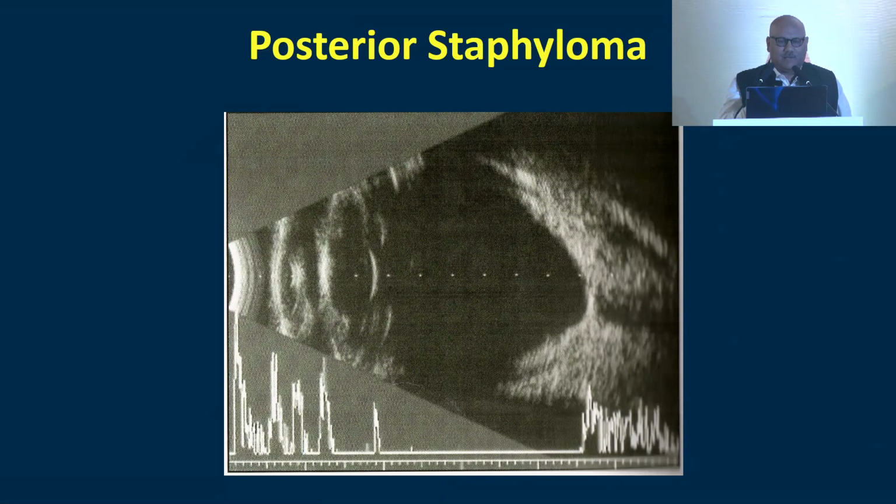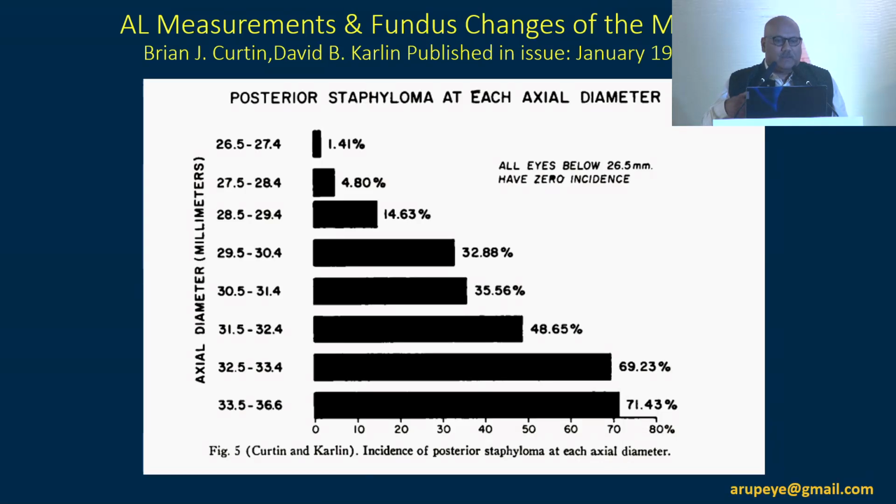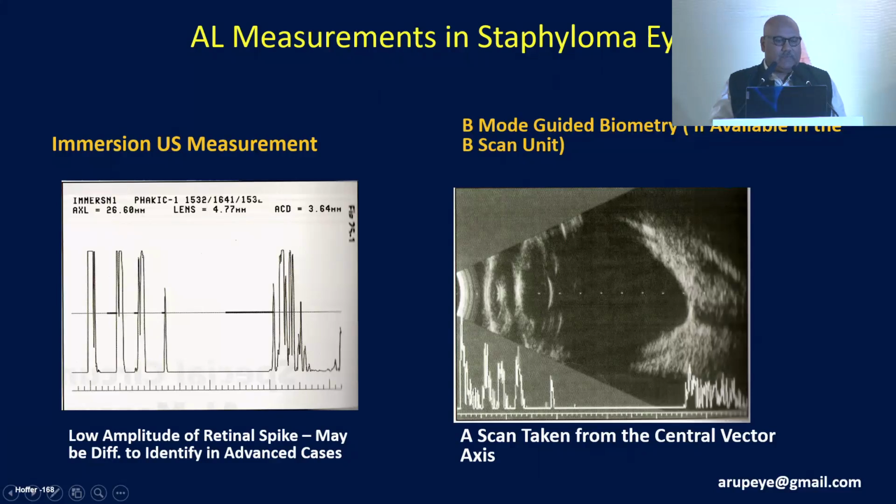I have started out that, in myopic patients, the most common problem that you encounter is a posterior staphyloma, as you see here, and many a time the fovea may not lie at the pit of the staphyloma; it may be lying on the wall. So how common is posterior staphyloma? If you see this particular study, as the axial length increases to 33.5 and beyond, the staphyloma is seen in 71.43% of all the patients. So it is quite a significant problem.